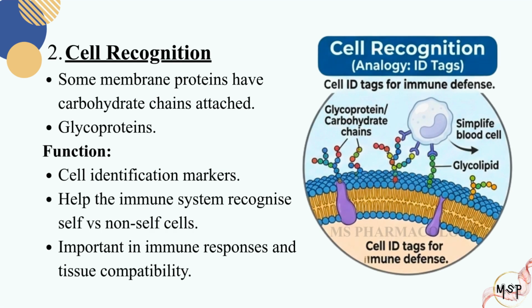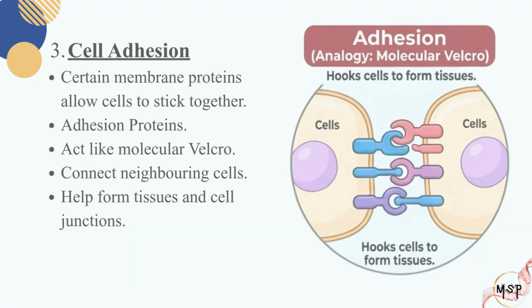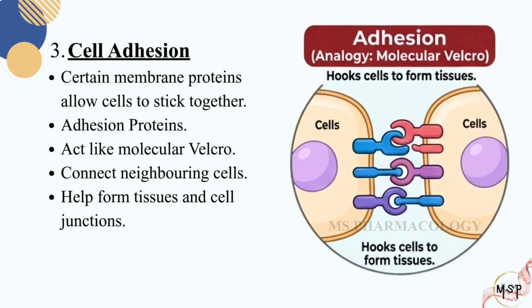Next, notice the proteins with carbohydrate chains attached. These are glycoproteins. They handle cell recognition, acting like ID tags, so your immune system knows which cells belong to you. Right next to them are adhesion proteins, which act like molecular Velcro, hooking cells together to form tissues.